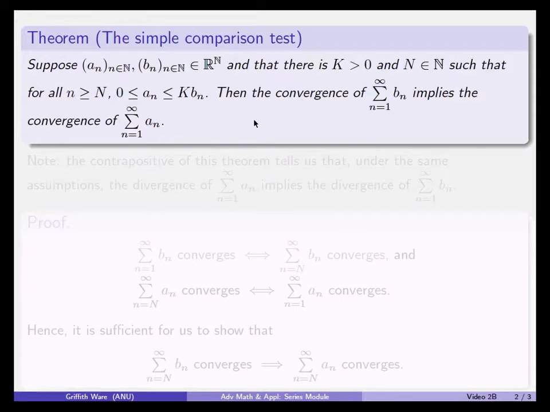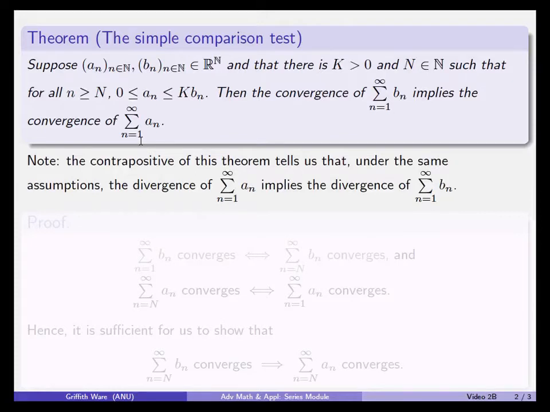Now, you could restate this. Given that we know the series BN converges implies that the series AN converges, you can state the contrapositive of this theorem. If AN diverges, then necessarily BN must also diverge, because if it converged, we'd have a contradiction. So the contrapositive of this theorem tells us that if we have this same set of assumptions, then if the series AN diverges, then the series BN also diverges.